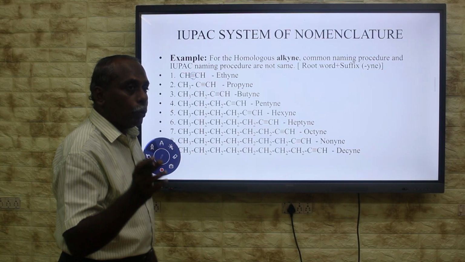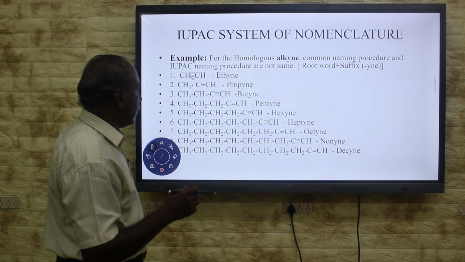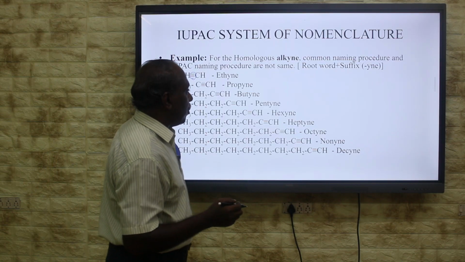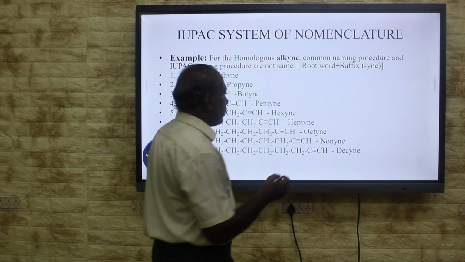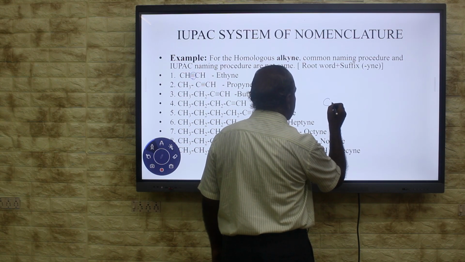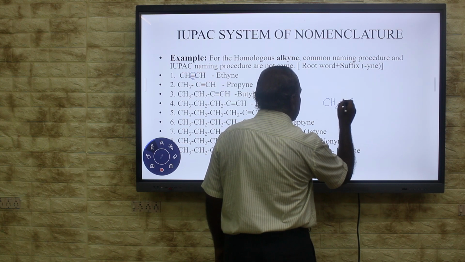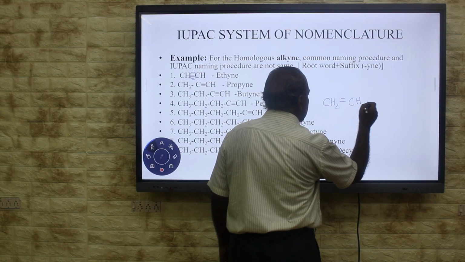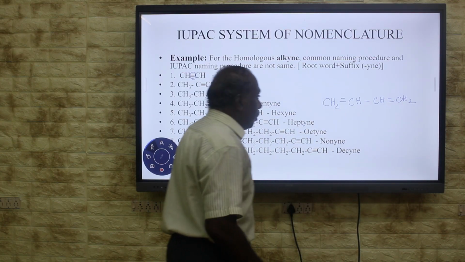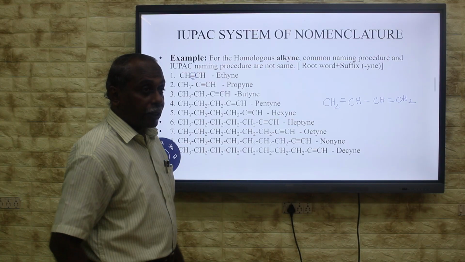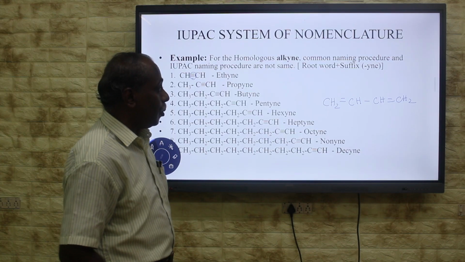If there are 2 triple bonds present in the compound, it should be mentioned as diyne. I will write one example for 2 triple bonds present in the compound. This compound could not be named with the help of the trivial system of nomenclature, but with the help of IUPAC nomenclature, we can give the name to the compound.